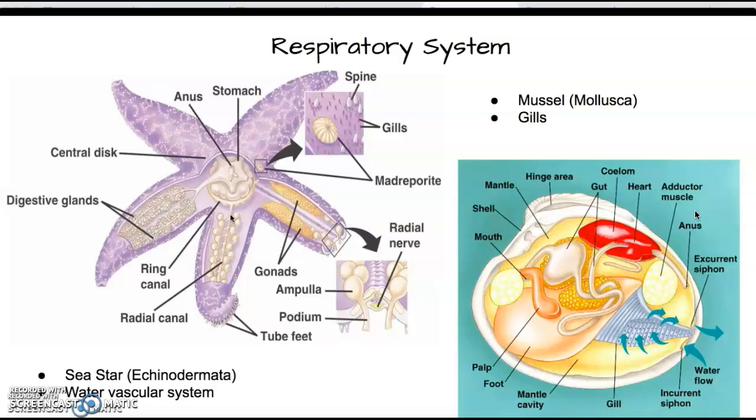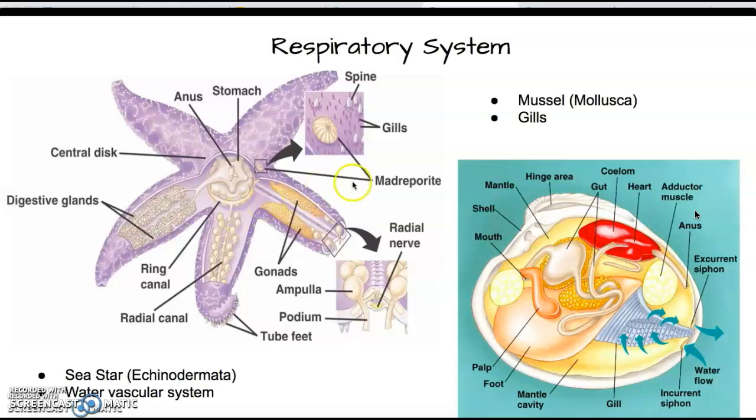So these little tube feet are what help the water get into the sea star, and once the water is in the radial canal, it then circulates the water throughout the body. And as the water is circulated, the oxygen is taken in and the carbon dioxide can then get expelled through the tissues.